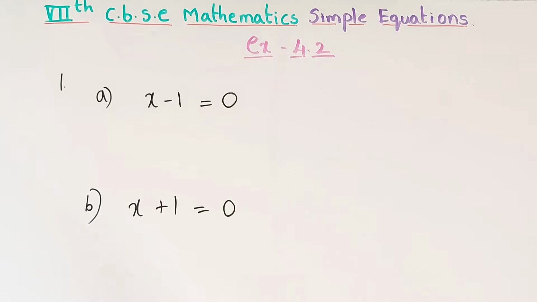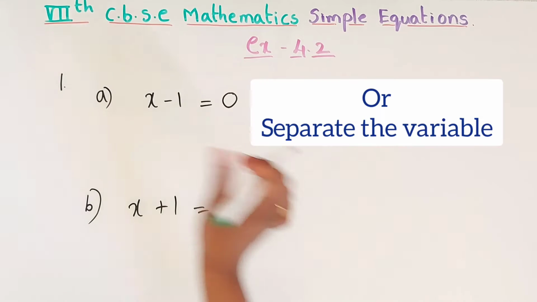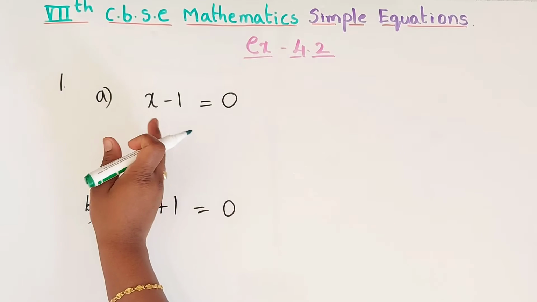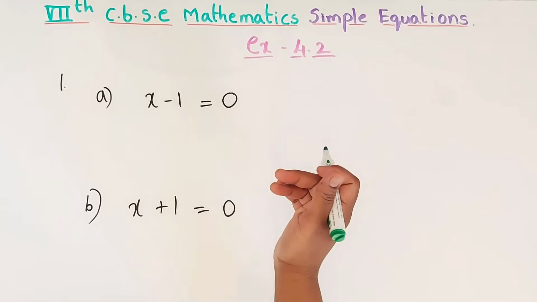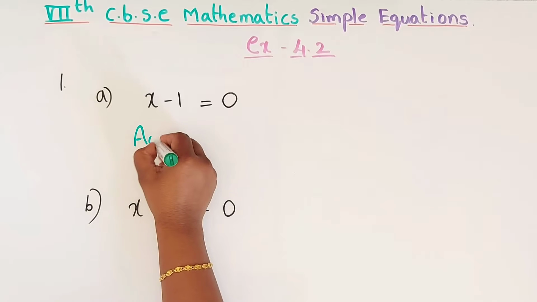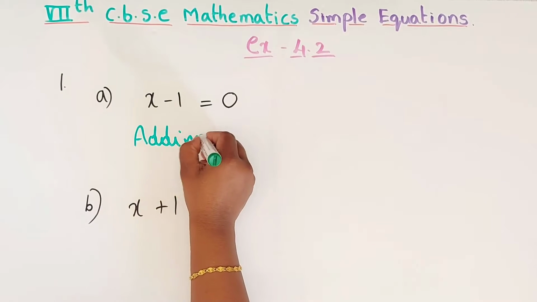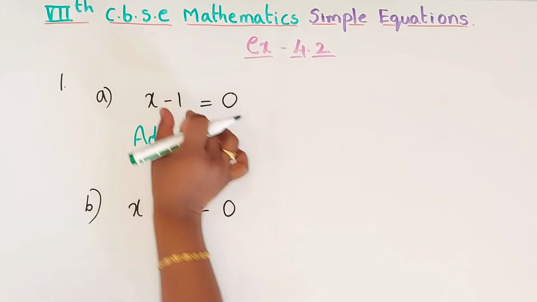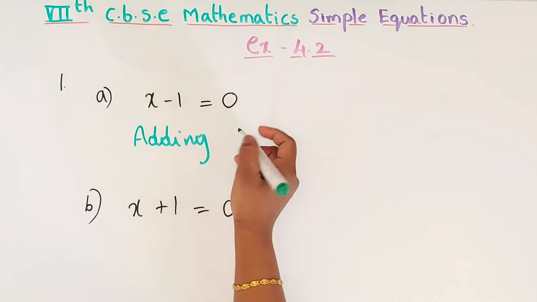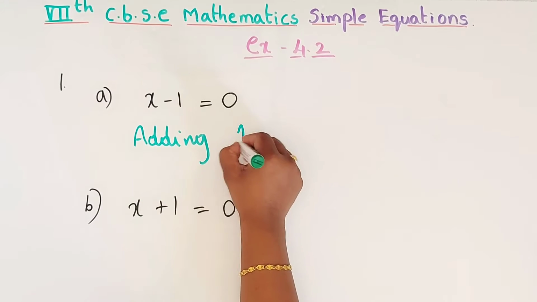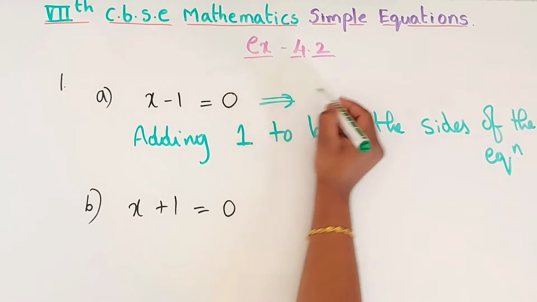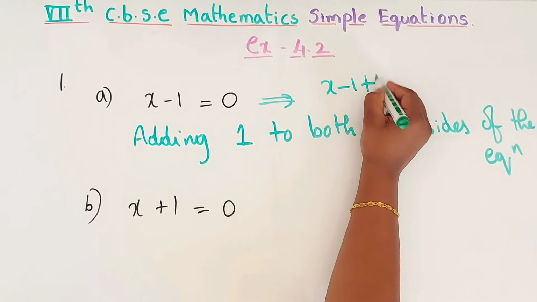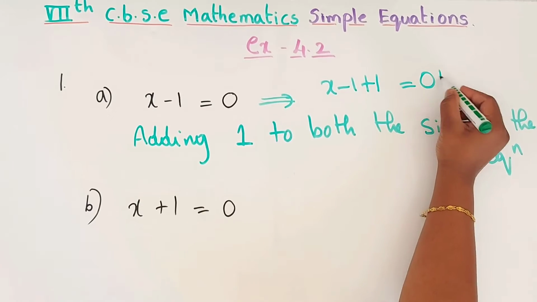First one, x minus 1 equal to 0, children. Here we have to find out the variable, right? Left side we have x minus 1 and right hand side we have 0. So what we can do? Adding, because we want to remove this term, numbers. So adding 1 to both the sides. So here I am adding x minus 1 plus 1 here and right side also 0 plus 1.